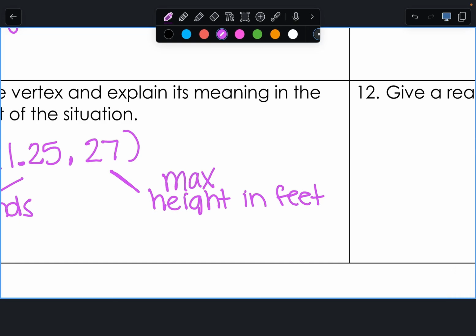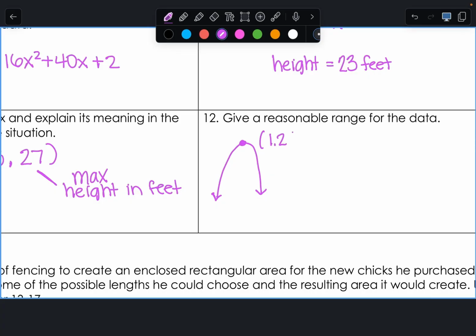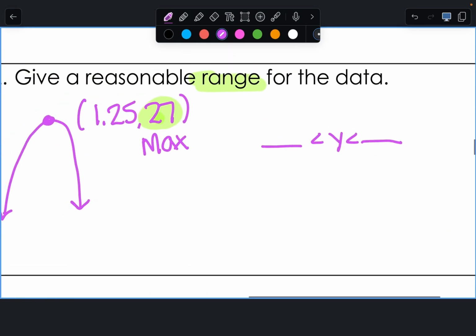All right. Number 12, give a reasonable range for the data. We don't need a picture to find the range. All we need is the vertex. Now we know that my parabola is upside down, right? We know what the vertex is, which is 1.25, 27. Range is my y value. And that y value is a max. So think about that when you are writing your range. Where do I put that 27? On the right.